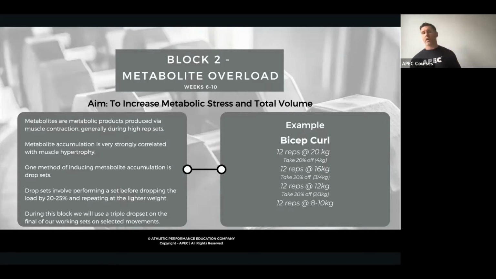So an example of a drop set, guys, in case we don't know: if we're doing 12 reps of 20 kilos on a bicep curl, once we complete our set, we reduce the weight by 20%. So we take off 4 kilos, we do another 12 reps at 16 kilos, reduce the weight again by 20%, which is another 3 to 4 kilos. We perform again 12 reps and reduce the weight again by another 20%, which is roughly another 2 to 3 kilos. And we perform the last 12 reps. So that is how you would perform a drop set.